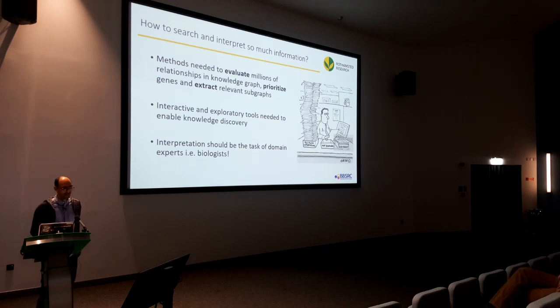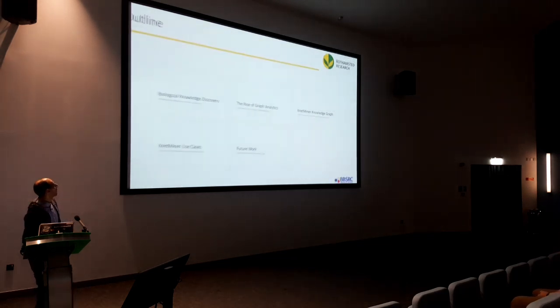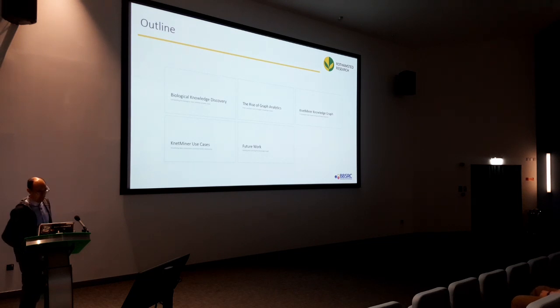So the problem we've got is we have built a huge knowledge graph with lots of different types of information. And the question now is, how can we interpret so much information and present it to the end users, to domain experts like you? So we need methods that can help us to evaluate millions of relationships in a knowledge graph and prioritize genes, extract relevant subgraphs, and we need tools that make all the subgraphs and all the data more interactively available to end users.